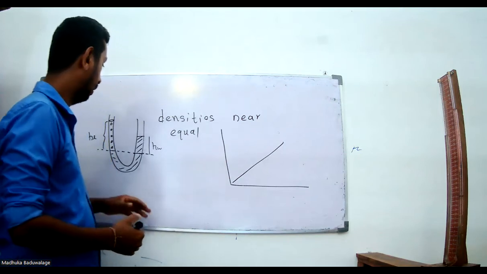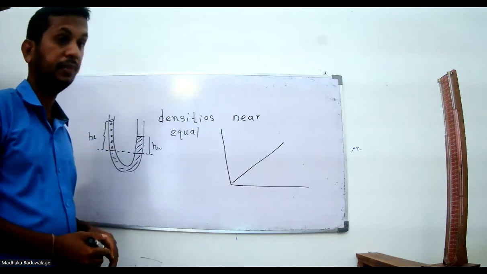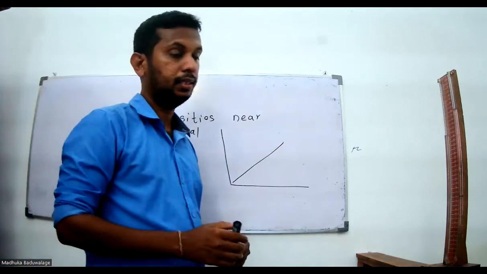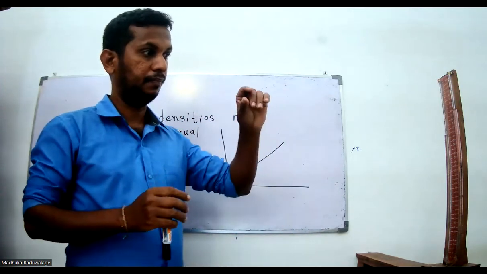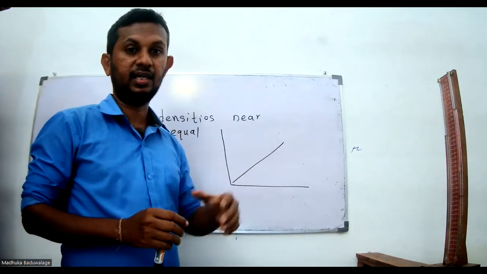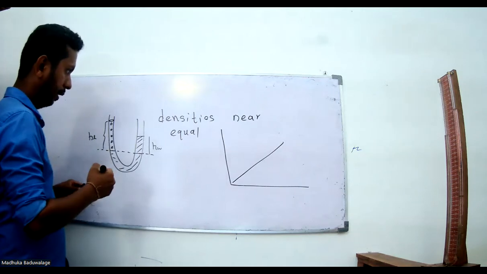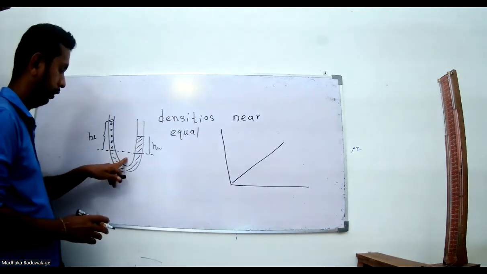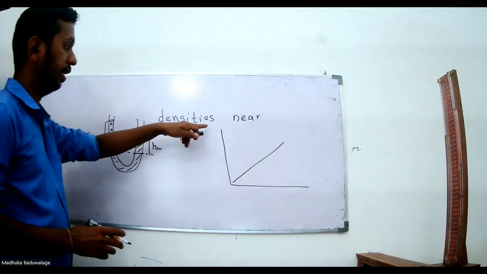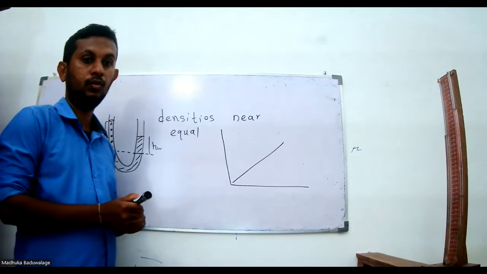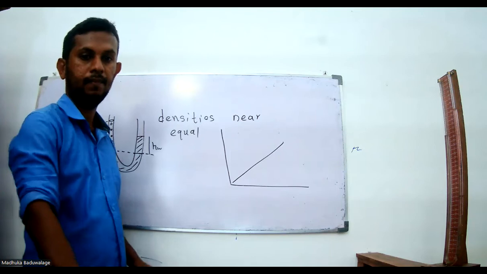But if we use liquids like water and mercury, it is impossible to do with this portable U-tube, because to change the height of the mercury by a small amount, we need a significant height of water column, right? So usually we use the U-tube to compare liquids with nearly equal densities. It is unable to handle liquids like mercury and water.